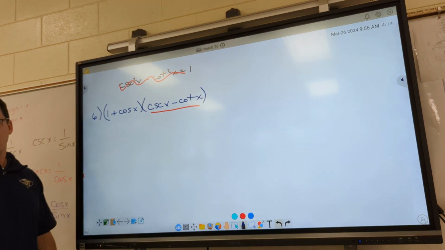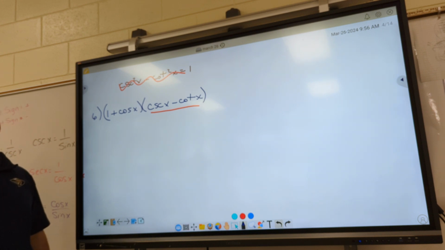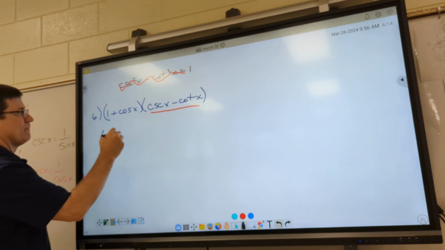We did FOIL a couple times yesterday, and every time we did FOIL yesterday, what happened with what's in the middle? It marks out.